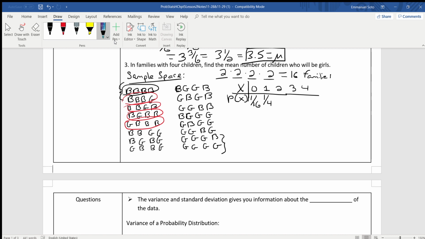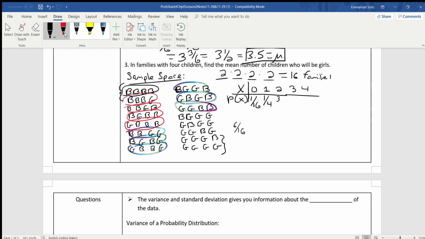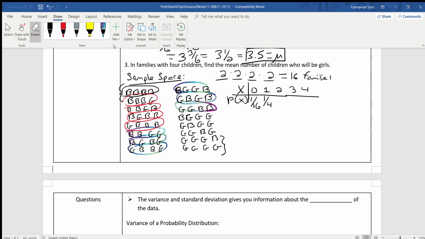Okay, how many ways of getting 2 girls? Well, there's 1, 2, 3, 4, 5, and 6. So that's 6 out of 16, which reduces to 3... or I'm sorry, we need to divide by 2, so that reduces to 2/8. Okay, so that right there is a 2. Let me rewrite that. So 2/8.